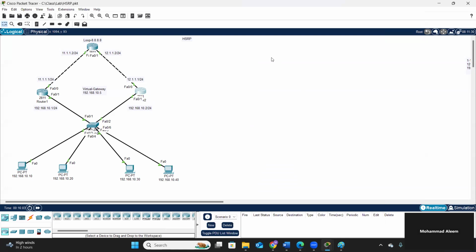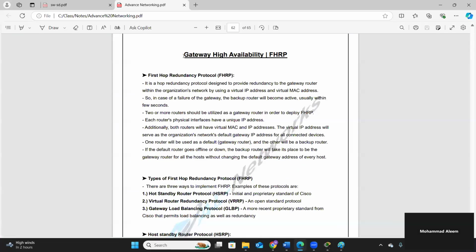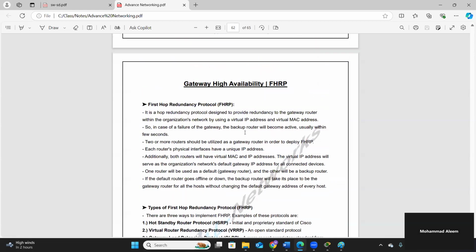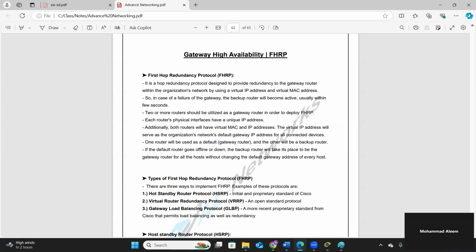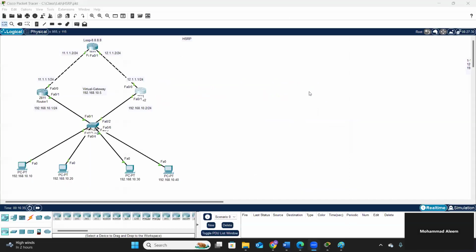So basically, what is HSRP? Hot Standby Redundancy Protocol. Before that, as we discussed, gateway high availability or FHRP, first hop redundancy protocol. It is a gateway redundancy protocol. So what does it mean? Here we have three types again. First of all, what is the requirement of FHRP? If anyone missed yesterday, please listen properly. I'll give an overview, just 2 minutes.